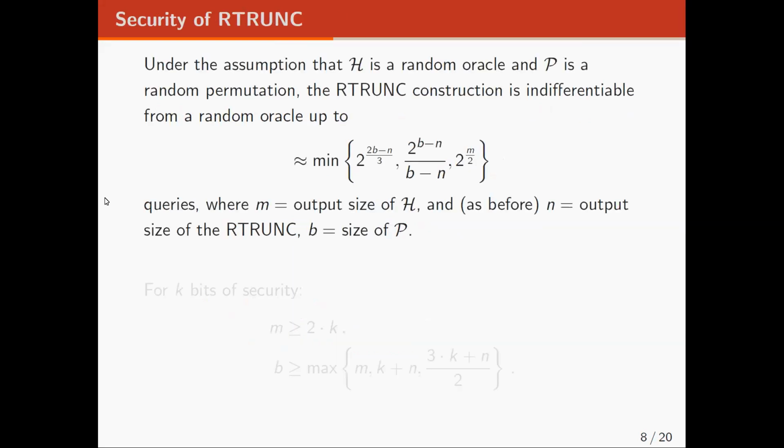Now, in the paper, we prove the security of this construction, and we show that if H is a random oracle and P is a random permutation, then this construction is indifferentiable from a random oracle up to this number of queries. Just to better understand this bound, if you want k bits of security, we need that m is strictly bigger than 2 times k. So m is the size of the output of the hash function, and b, which is the size of the permutation, must satisfy this inequality.